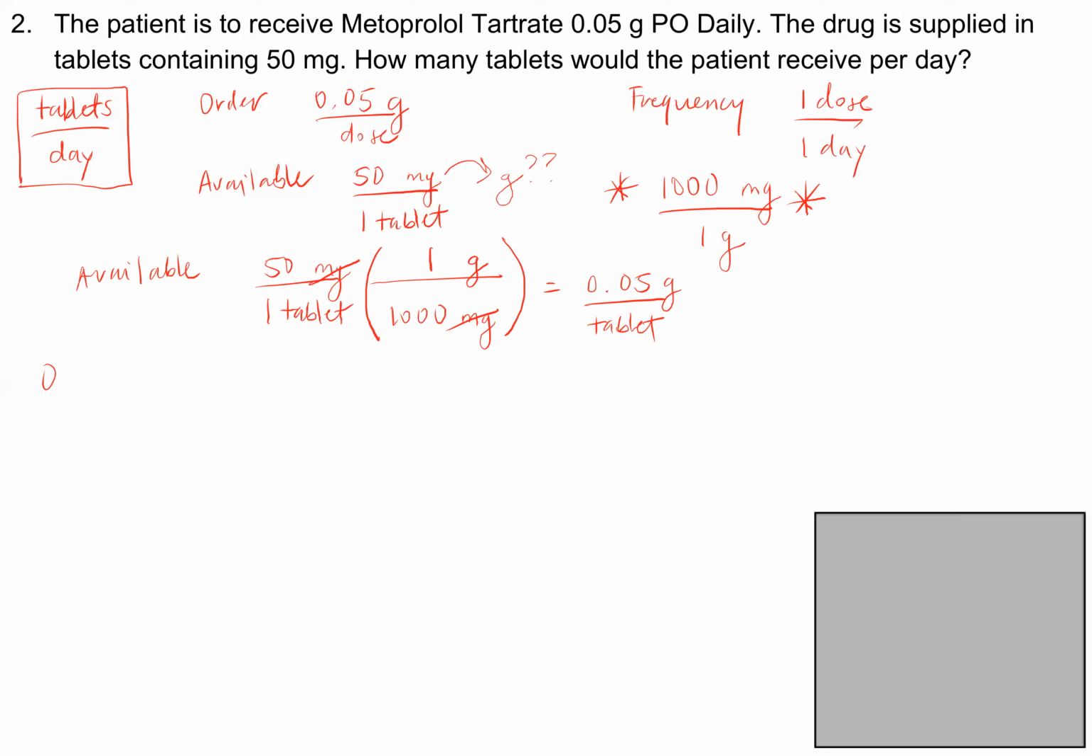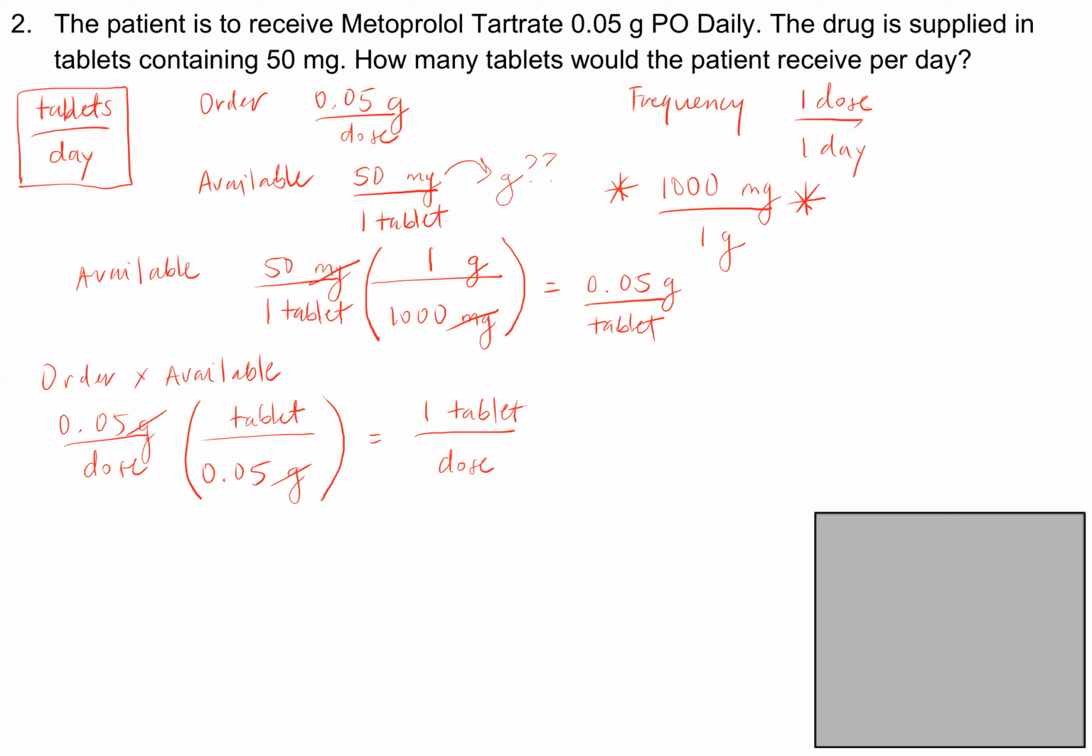So writing down our equation, order times available, 0.05 grams per dose. Available, you want gram units to cancel, which means you're going to have tablet in the numerator. Don't forget to fill in your numbers, and you get 1 tablet per dose. However, that's not the final answer because we're looking for tablets per day.